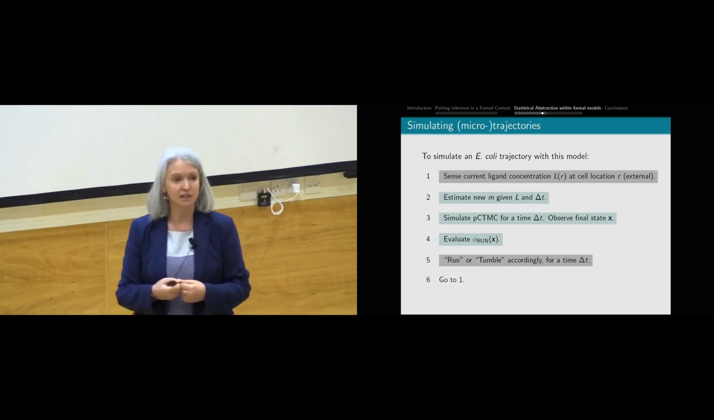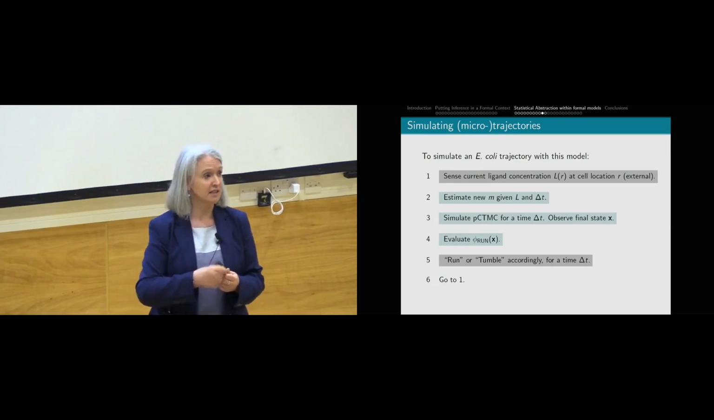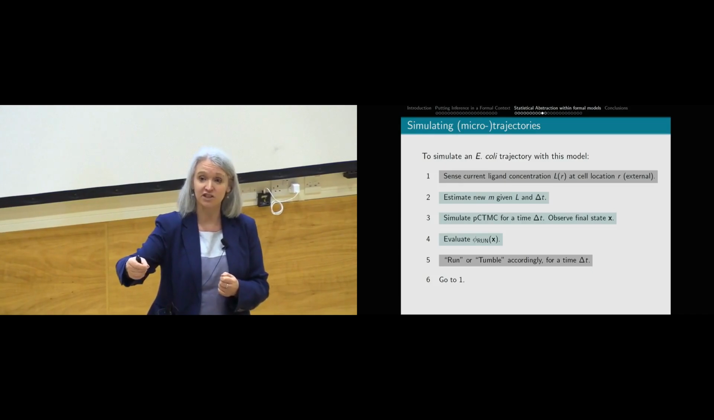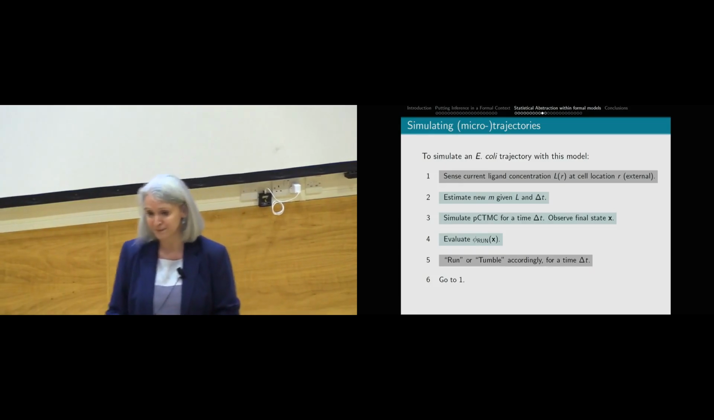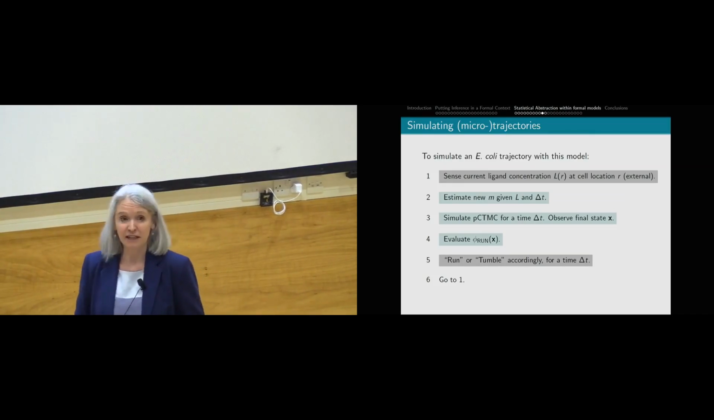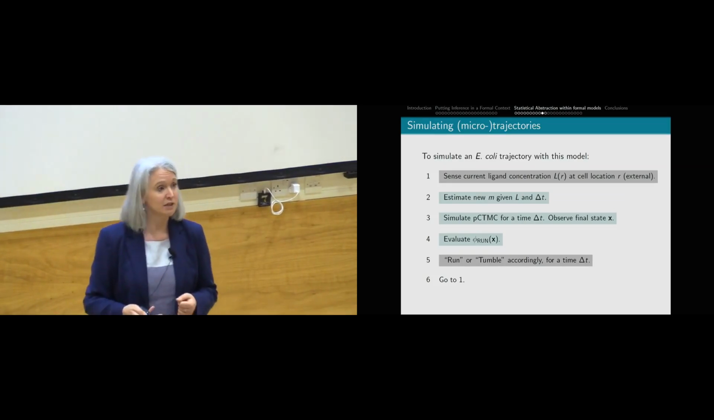And then we do the same thing again, because we can see that if it's run, it will have gone in a straight line from where it was, and we can see what the concentration is there, and so on. So that's our micro trajectories. It's mechanistic, it's describing exactly what's happening, but it's costly to do.